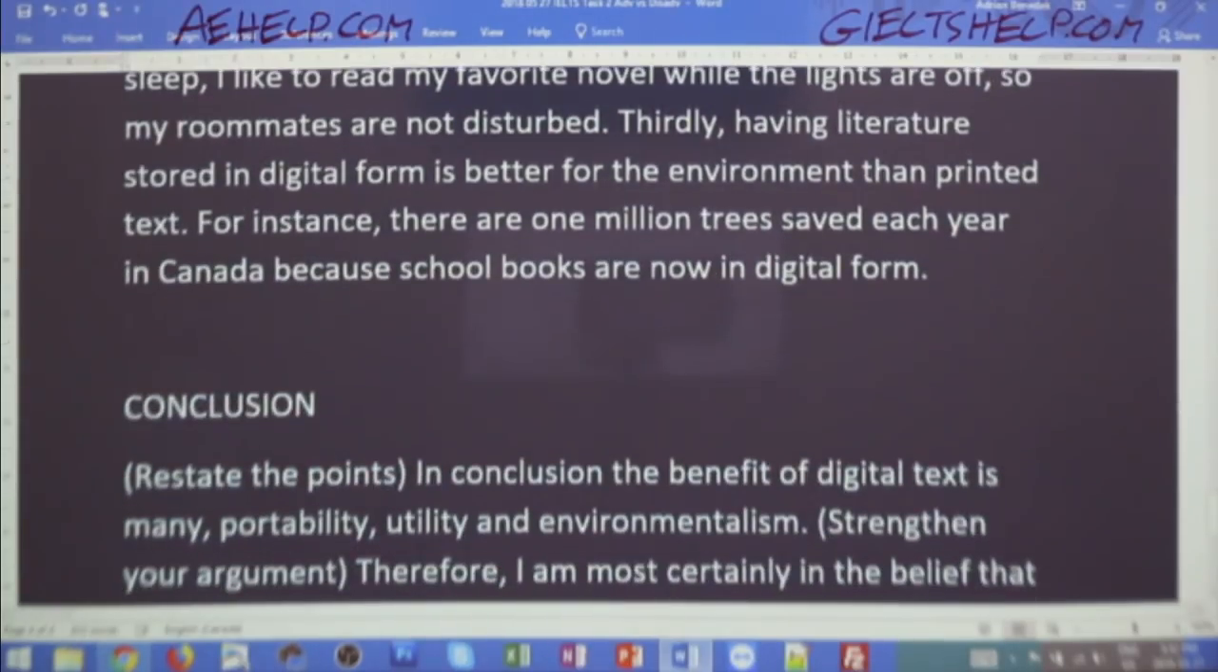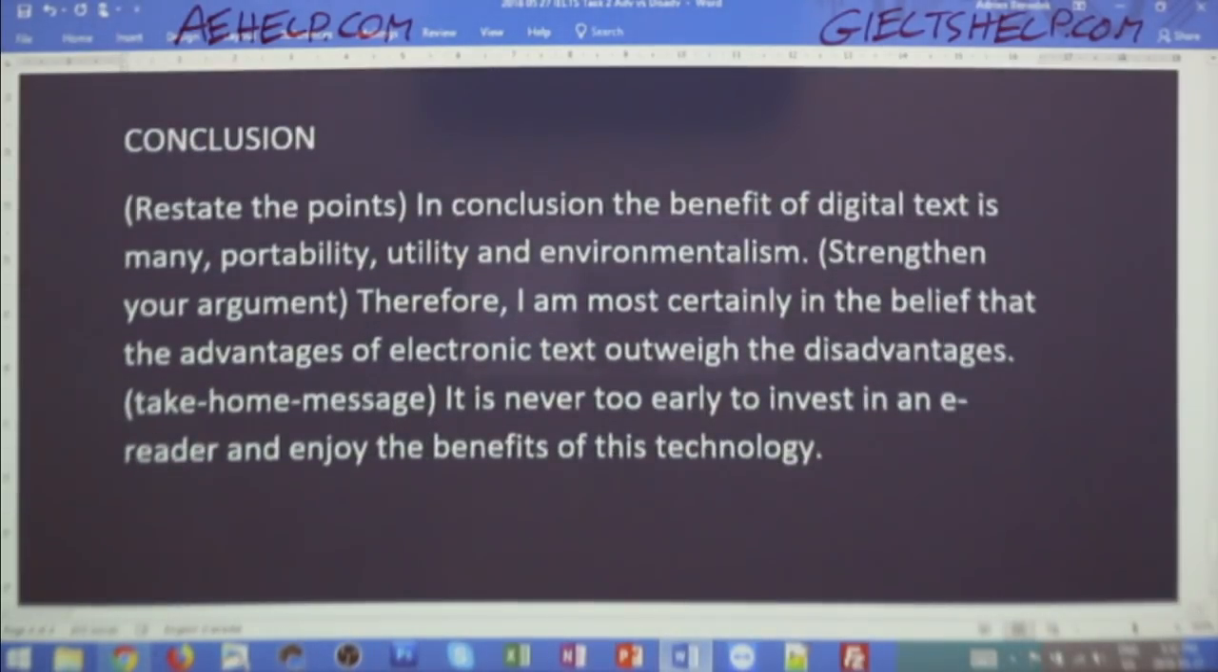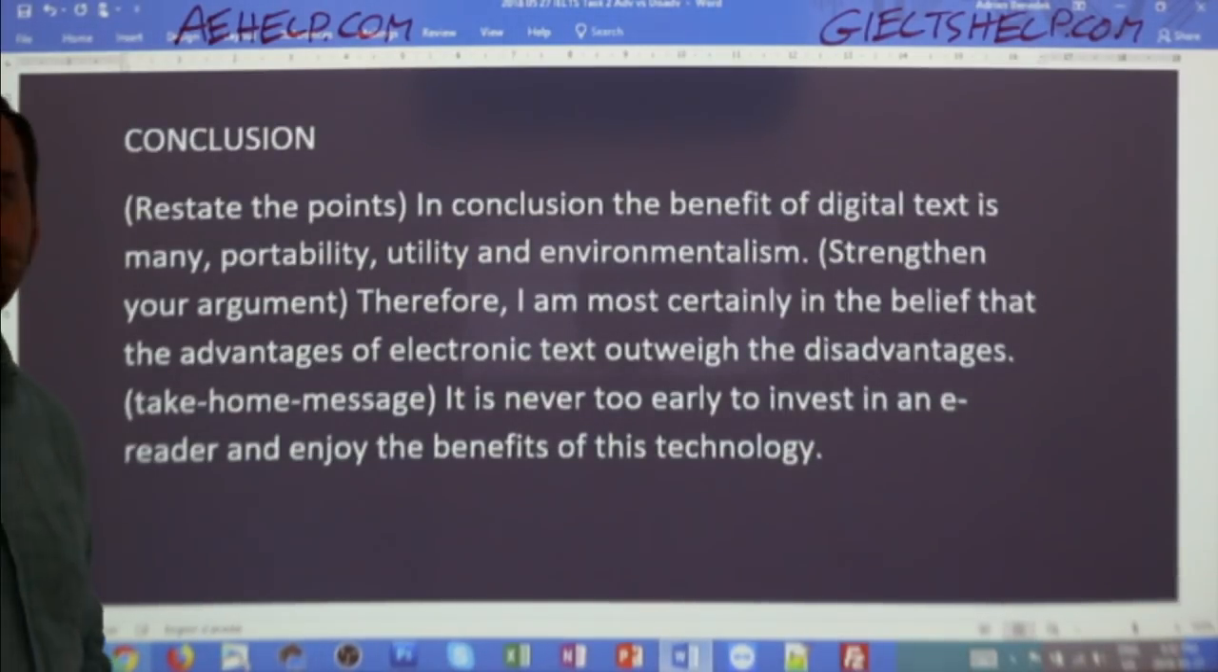For instance, there are 1 million trees saved each year in Canada because school books are now in digital form. In conclusion, the benefits of digital text are many: portability, utility, and environmentalism. Therefore, I am most certainly in the belief that the advantages of electronic texts outweigh the disadvantages. It is never too early to invest in an e-reader and enjoy the benefits of this technology.